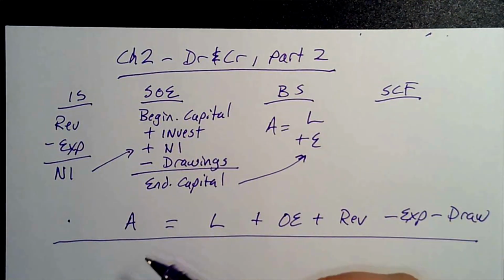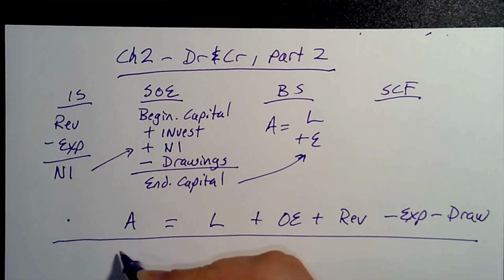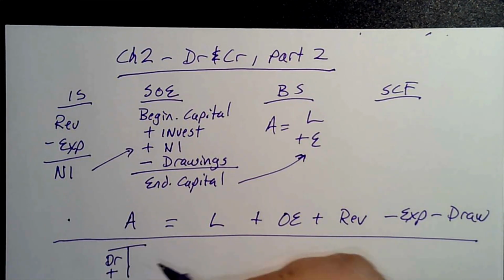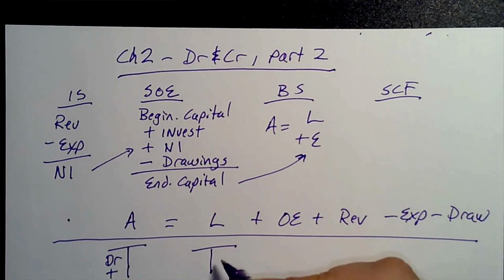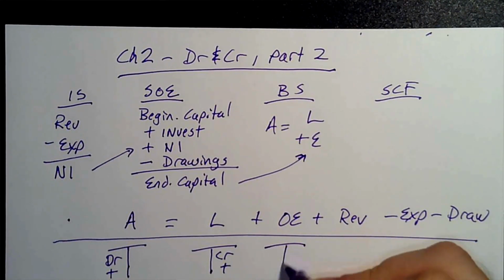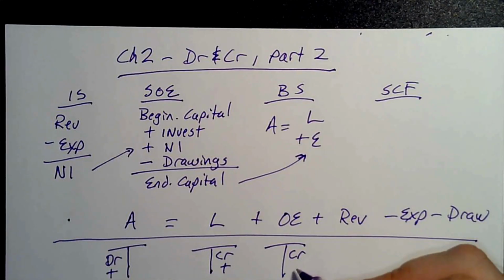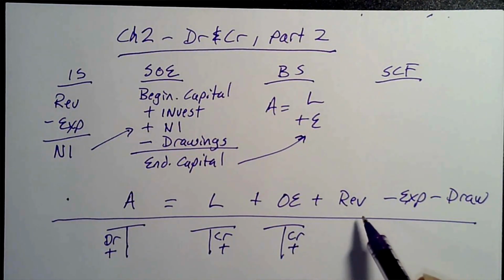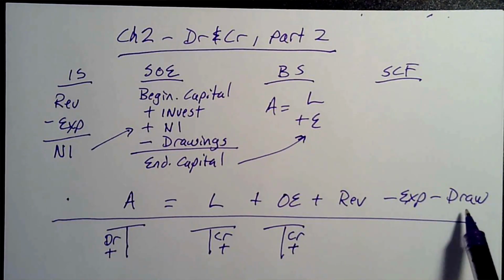We already know that for assets, if we took these as T accounts, the debit side is the positive side. For liabilities, the credit side is the positive side. For equity, the positive side is the credit side. We learned that last time. Now what we want to do is fill in the debits and credits for these other three.